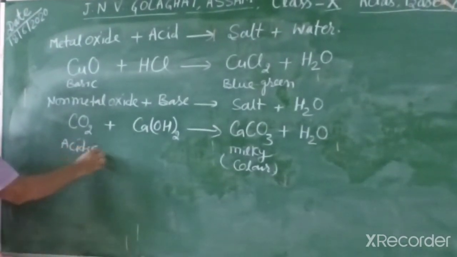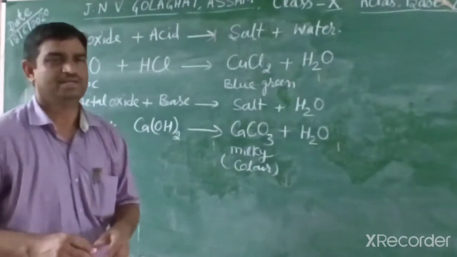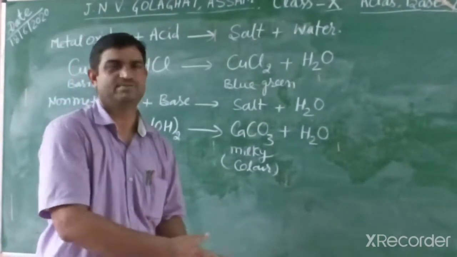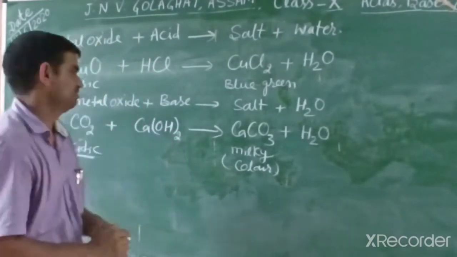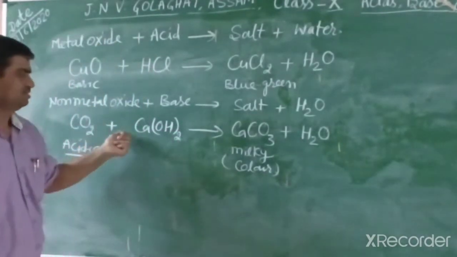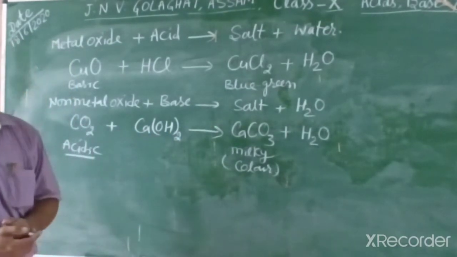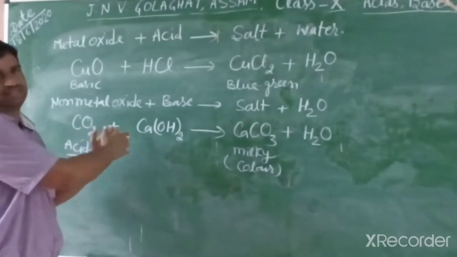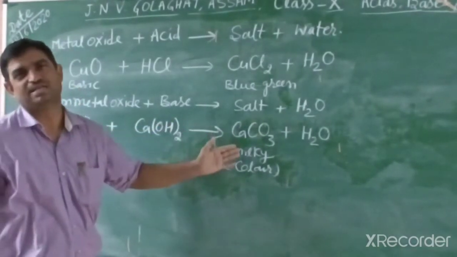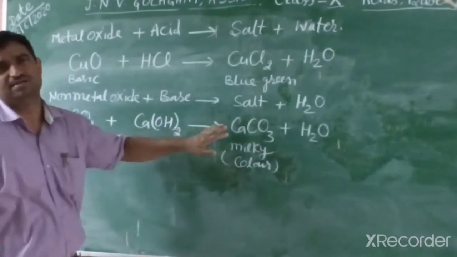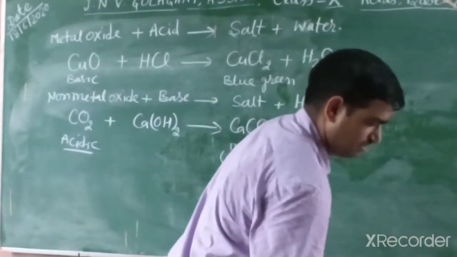Non-metal oxides are acidic in nature. In an earlier video, we already studied carbon dioxide. When we pass carbon dioxide into lime water, the lime water turns milky. We explained by experiment how carbon dioxide turns lime water milky. This is also a neutralization reaction. Both of these reactions are neutralization reactions, and we can explain them by an activity.